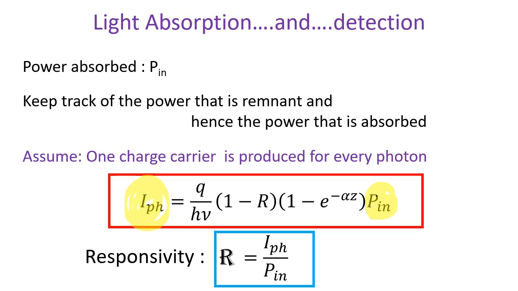I_PH here stands for the photocurrent. The ratio of these two quantities is what is called the responsivity. We will talk about responsivity slightly later. So this form of the responsivity is what I will discuss next.